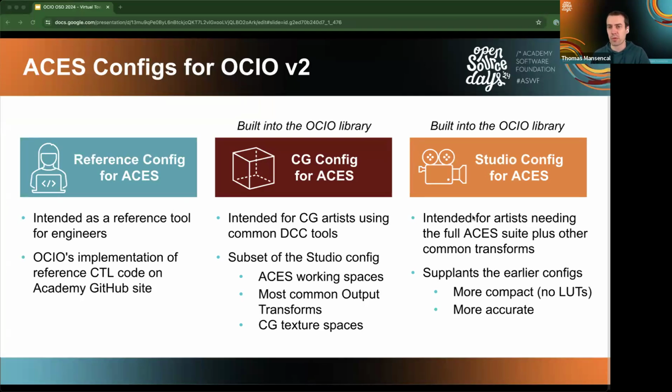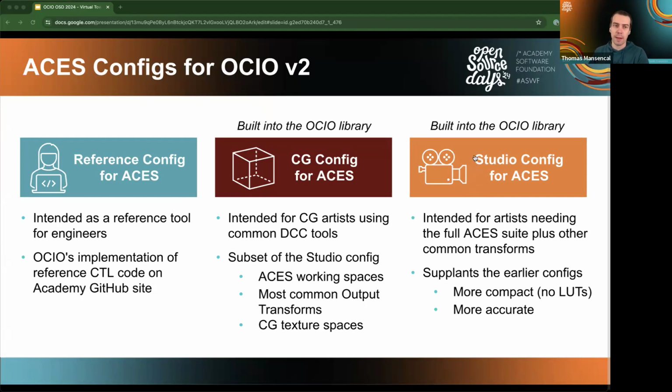So the CG config is mostly for CG artists who are not interacting with camera data, camera plates, or stills. So if you're in animation or in Unreal Engine, for example, it's a really good one, or a game engine for that matter. It's obviously a subset of the studio config, which has camera transforms and more output transforms. It's basically implementing the entirety of the ACES CTL code base, plus extra stuff that we do add, like new spaces that are useful for interop with other DCCs and things like that.